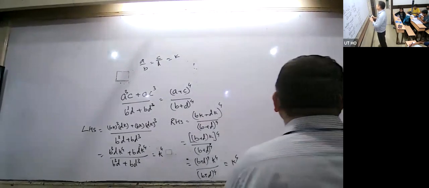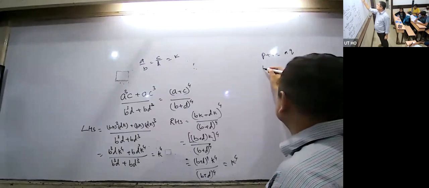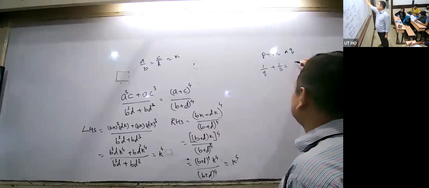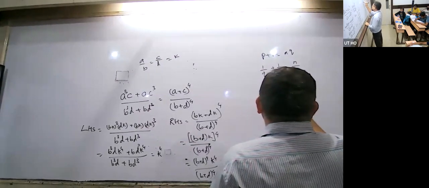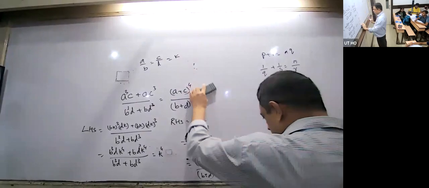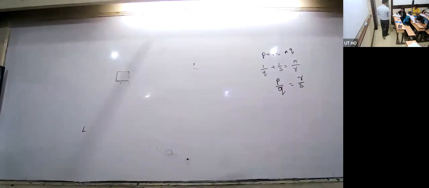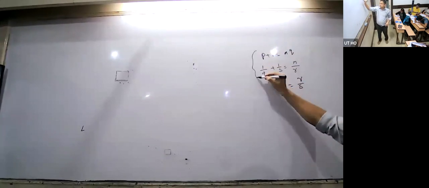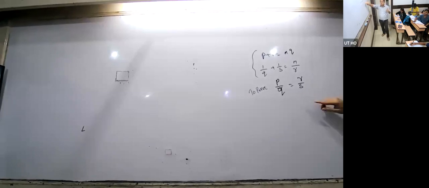If P plus R is equal to M cube, and 1 by Q plus 1 by S is equal to M upon R, prove that P is to Q is equal to R is to S. Open your notebook, all of you. P plus R is equal to M cube, 1 by Q plus 1 by S is equal to M by R. These are two given conditions. To prove: P by Q is equal to R by S.